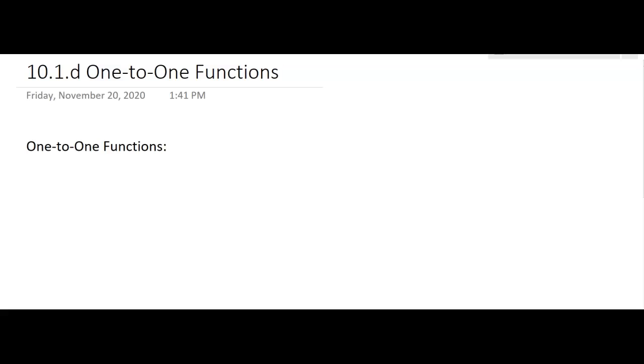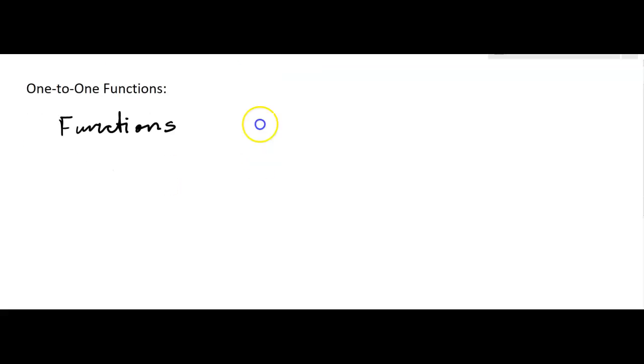Okay, so in the past we've talked about functions before. So let's do a little review about functions. I'm going to do this with some mappings, okay?